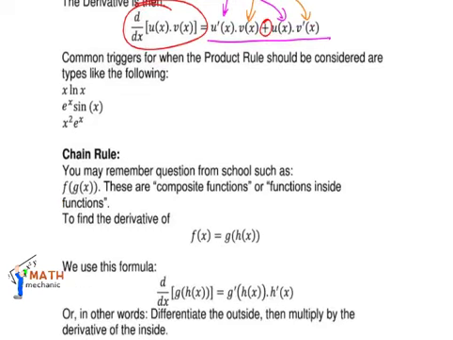Now, common triggers for when the product rule should be considered are types like the following. So we already know that's the function we were originally given, and they say this is a typical trigger, so we know we are going to be using the product rule in finding the answer of that original question. But then something like that as well, e to the power of x times sine x. Again, you can clearly see the two different functions there, as there are two separate functions that are being multiplied. And then to find the derivative of that multiplication, you can use the product rule.